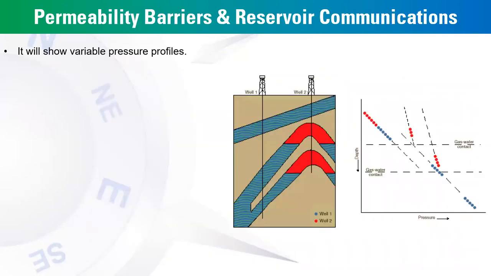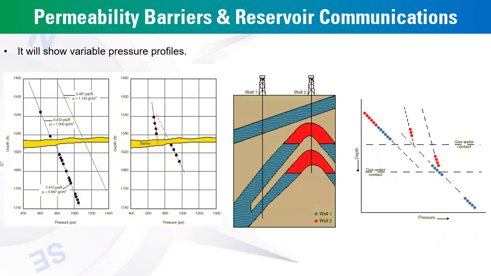Also, other applications for distributed pressure measurements are to confirm the reservoir permeability barriers and reservoir communication. If we have a single pressure profile, that is one case, but in this example we have different pressure profiles, which is an indication of such permeability barriers and also reservoir communication. So in this example, we may have a communication between these two at this lowest point of the structure across the water aquifer.